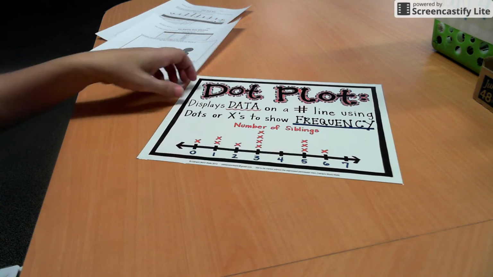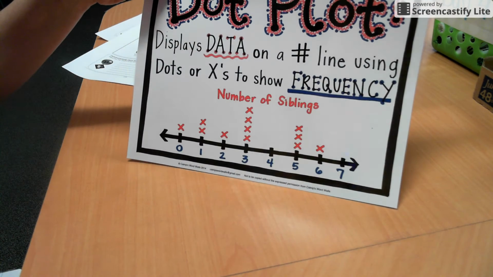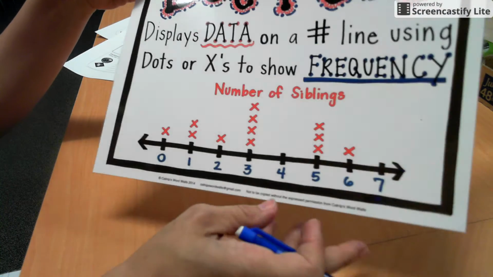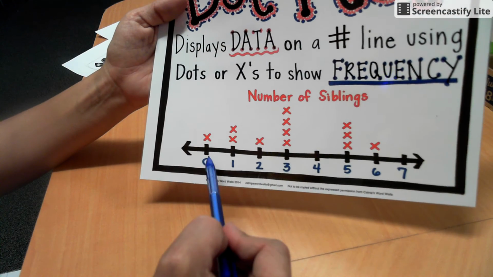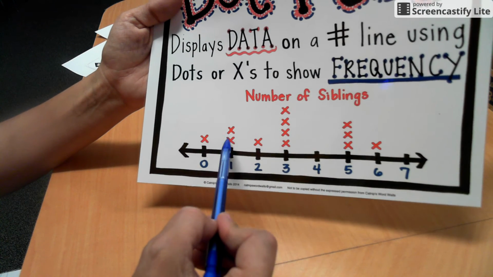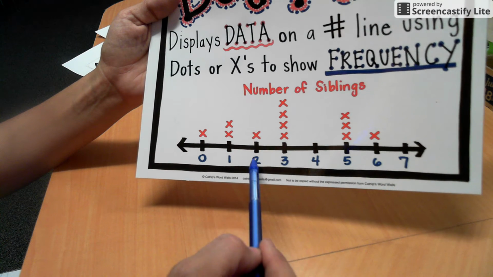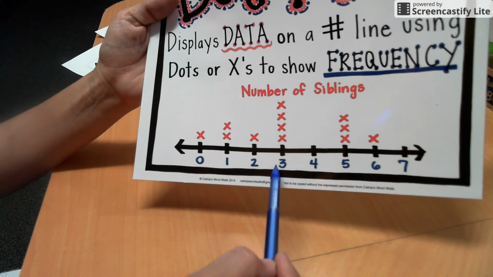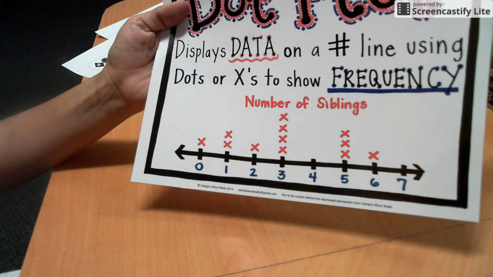All right, so a dot plot displays data on a number line using dots or X's to show frequency. So for this example, number of siblings, they used X's. So one person had 0 siblings. 2 people had 1 sibling. 1 person had 2 siblings. 1, 2, 3. 4 people had 3 siblings. 3 people had 5 siblings. 1 person had 6 siblings.